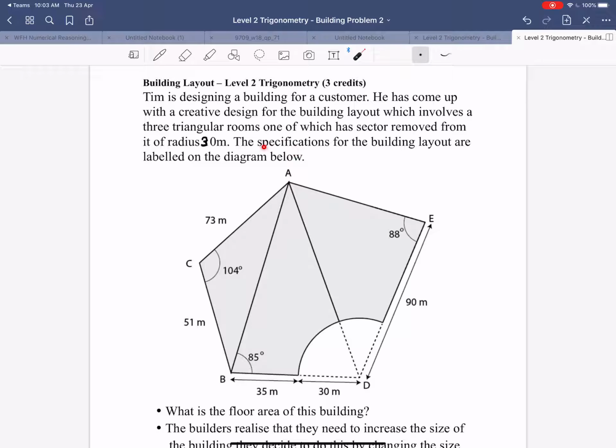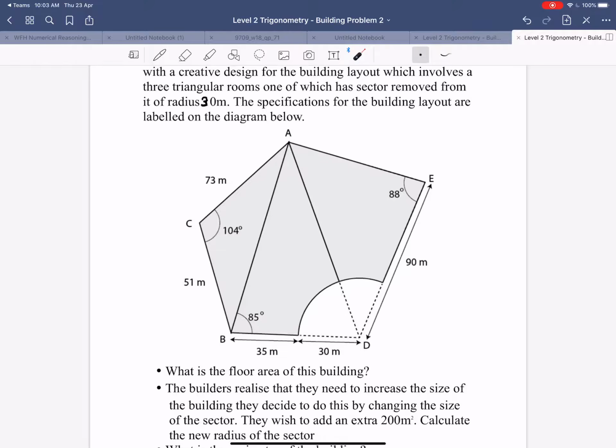The specifications for a building layout are labelled on the diagram below. So, not much useful information there other than the radius 30 meters. Again, that was a mistake on the sheet. I think it says 10 meters. Actually, on the sheet it should be 30 meters. But you can tell that from the diagram below, because the diagram below is actually labelled correctly.